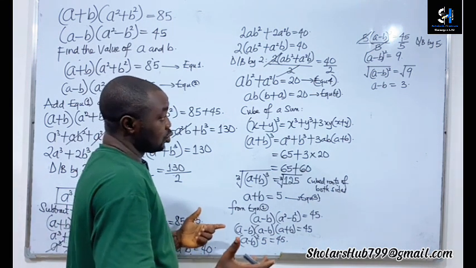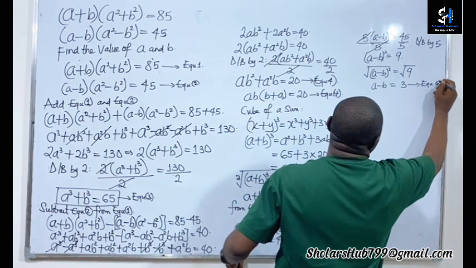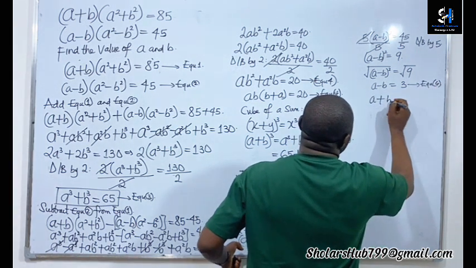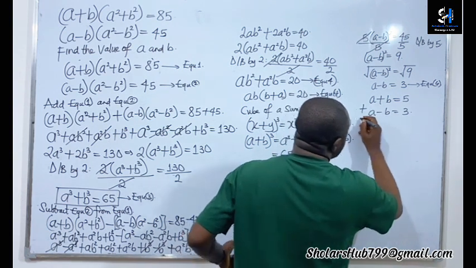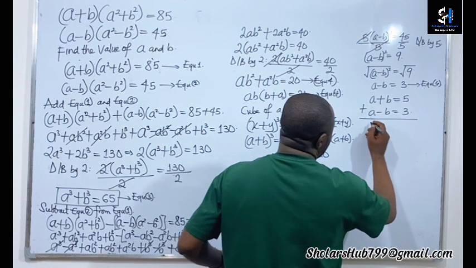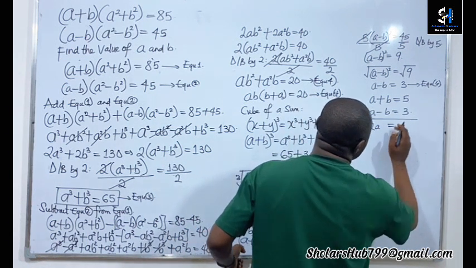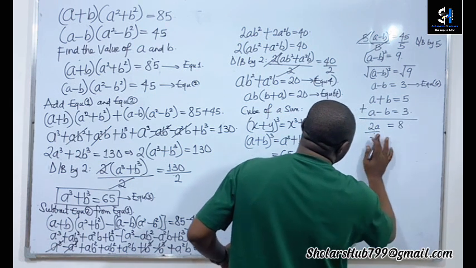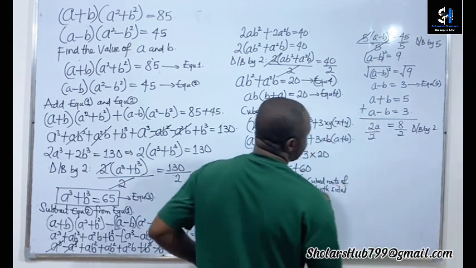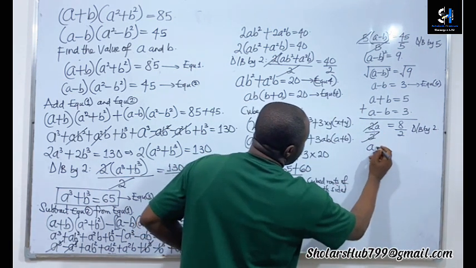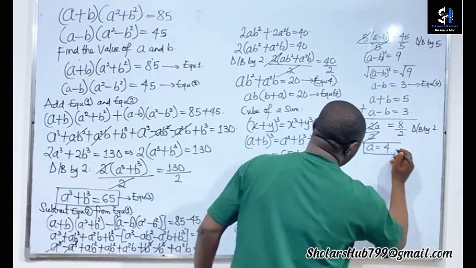From here, we know what to do. If we call this the sixth equation, we have a plus b equals 5 and a minus b equals 3. If we add the equations, this will be 2a, this will be 0, and that equals 8. If we divide both sides by 2, a equals 4. So the value of a is 4.